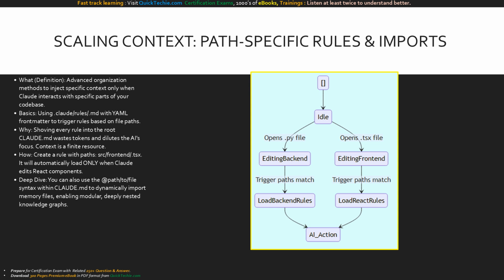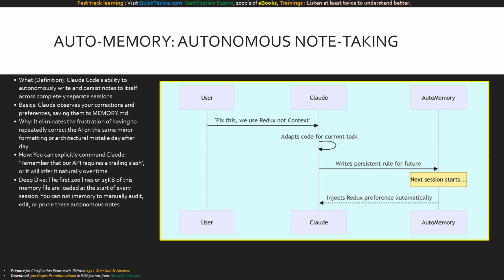It's a smart, just-in-time context delivery system. One of the most magical features of context engineering is auto-memory. This is Claude Code's ability to autonomously write notes to itself that survive across entirely different sessions. The basics are simple. As you work, Claude observes your corrections. Why is this revolutionary? It eliminates the fatigue of constantly reminding the AI about your unique database quirks day after day.